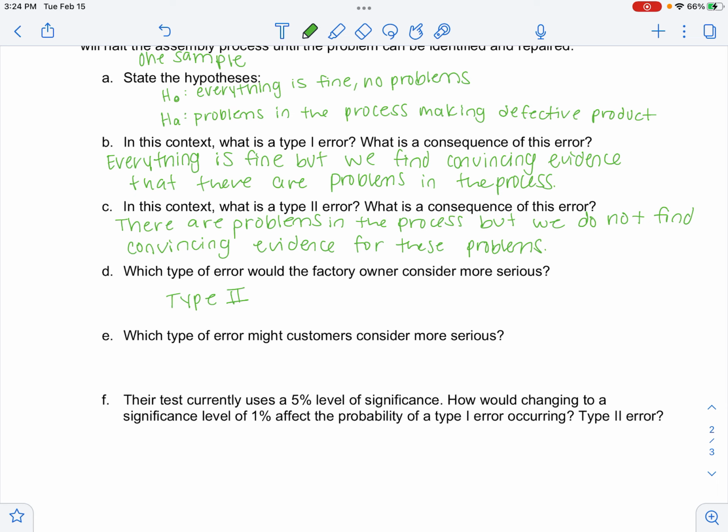Which would be worse for the customer? This one is easy. That is definitely type 2. Type 1 wouldn't really affect the customer at all, but a type 2 would be worse because they're more likely to get a defective product.